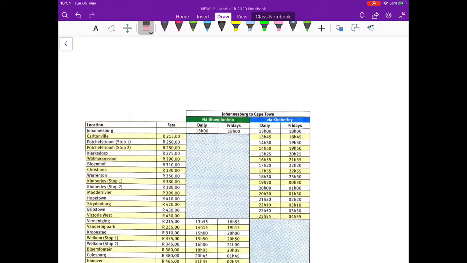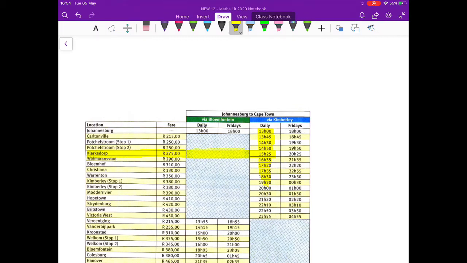First of all, the values on this side here show you the time of day. And the time of day is the time that the bus will depart. So for example, Klerksdorp, the bus will depart at 15:25. So the departure times are set.